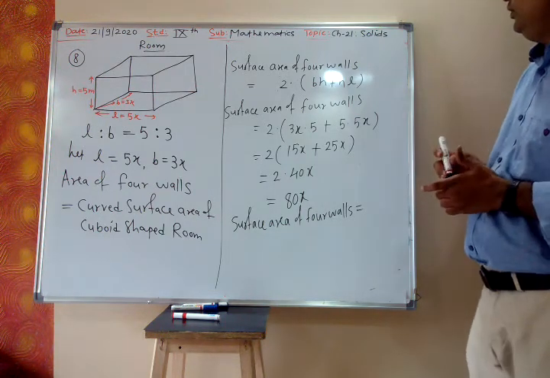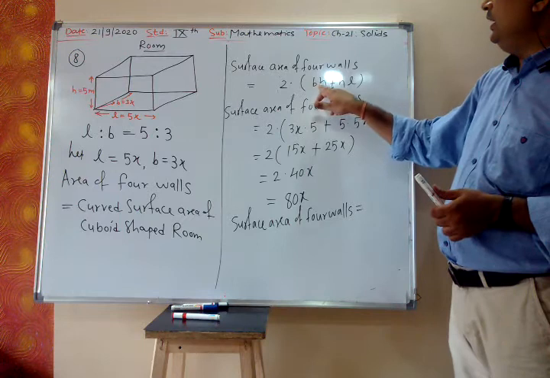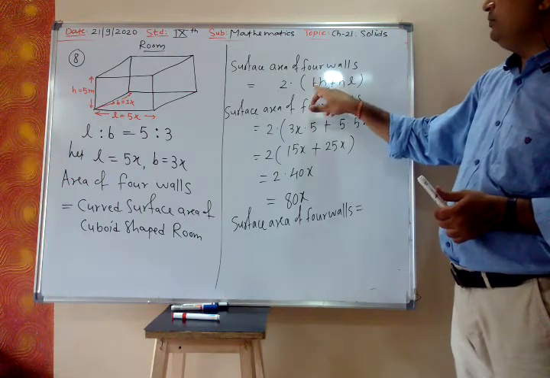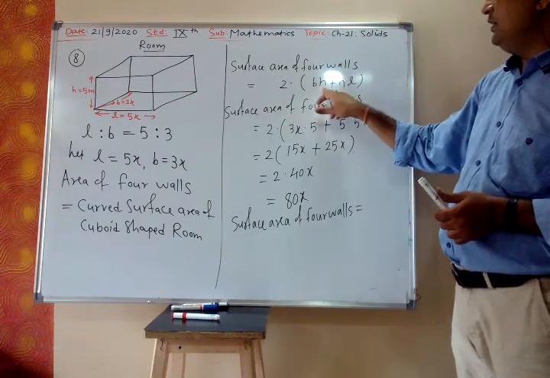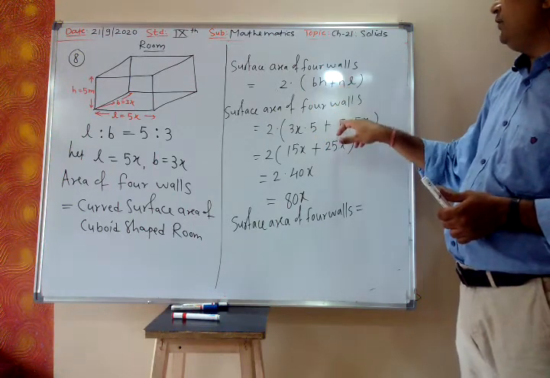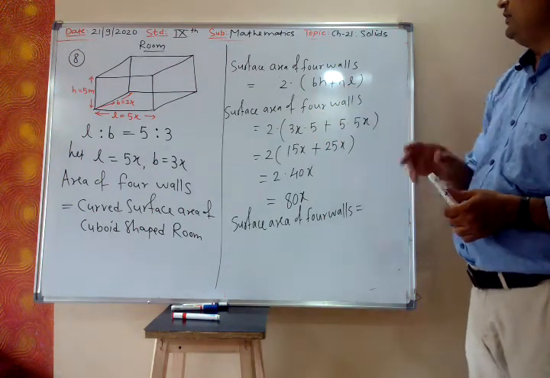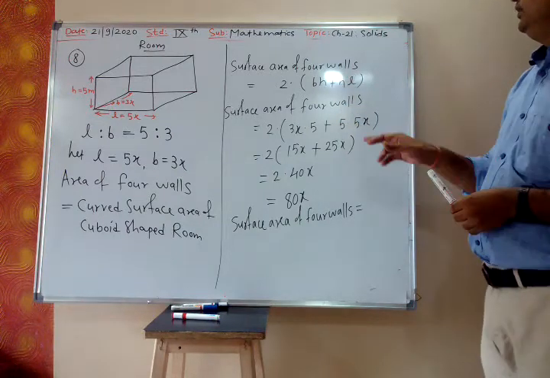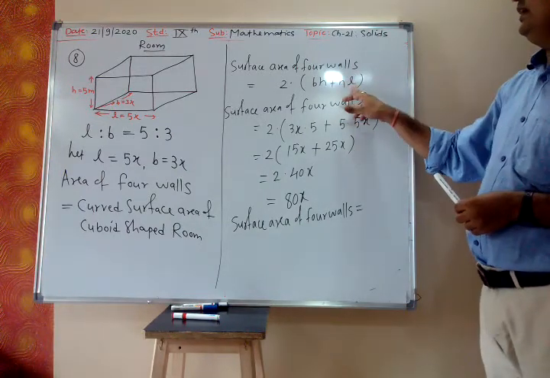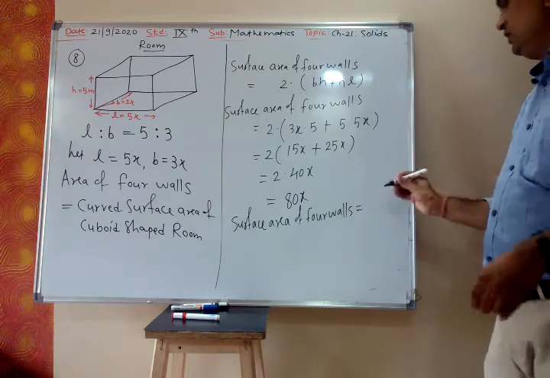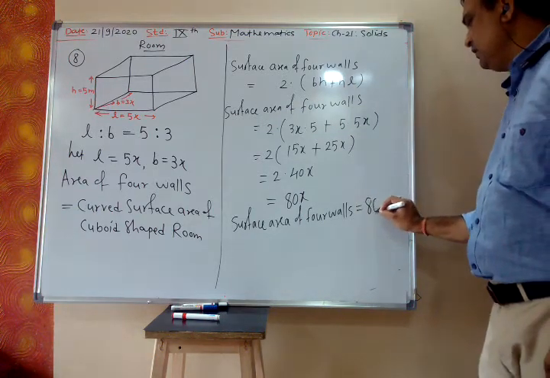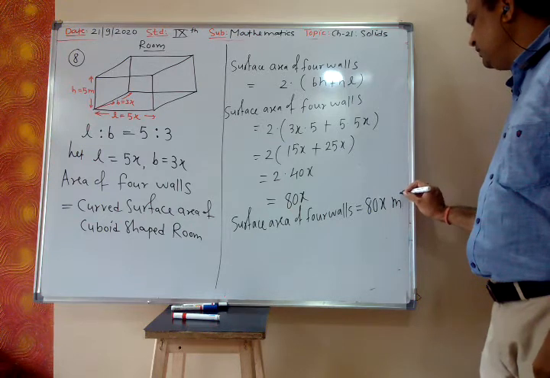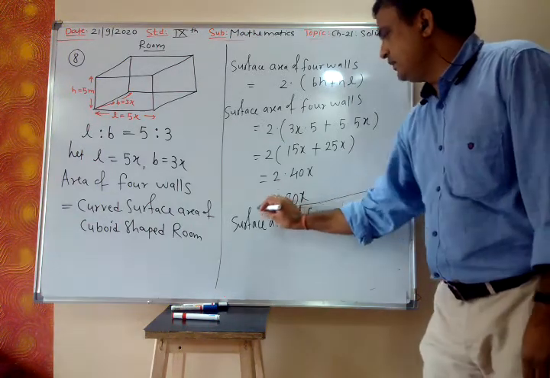See here, BH plus HL. What is my B? B is 3x. H is 5. Again H is 5. Then L is 5x. In place of H we write 5, no? L, what is my length? Length is 5x, no? So we write 80x. And surface area is in meter square, so we write 80x meter square.